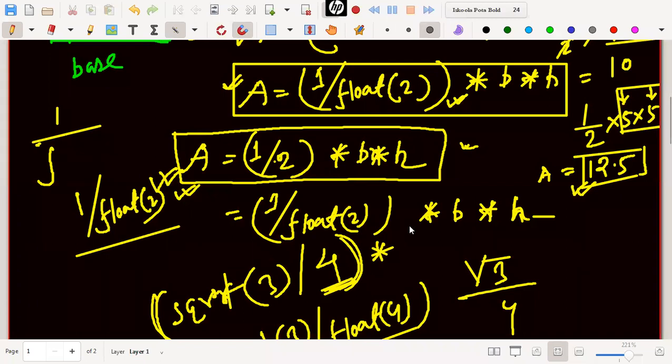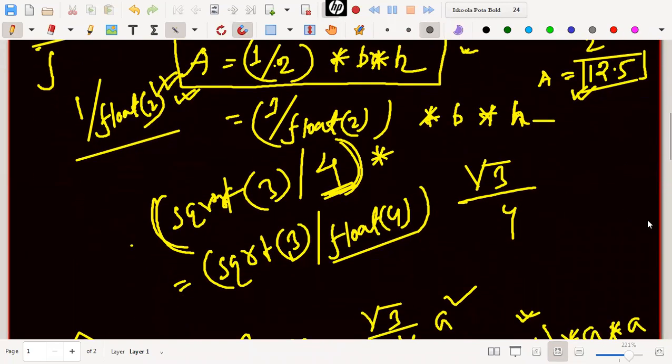Okay. Now, I will practically show these types of coding.